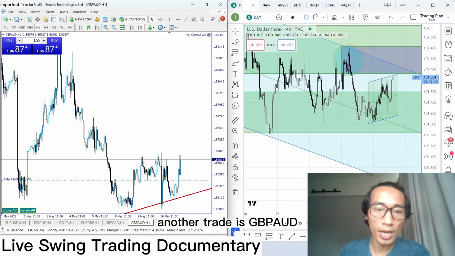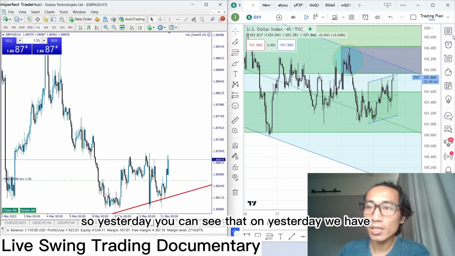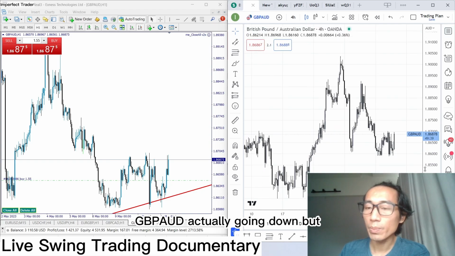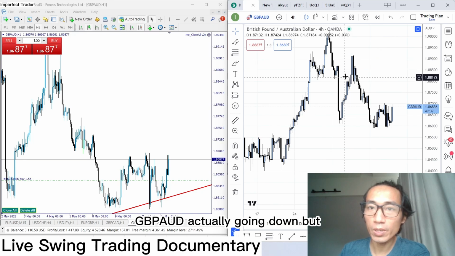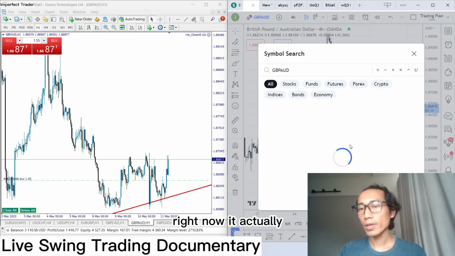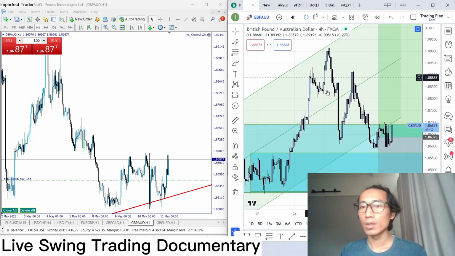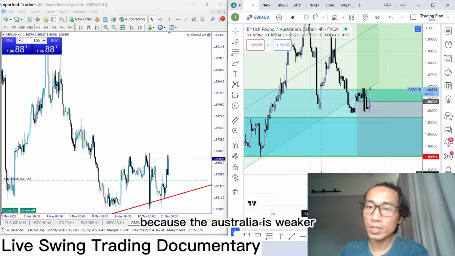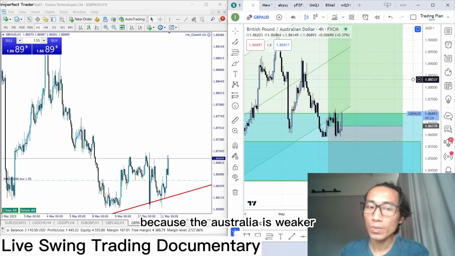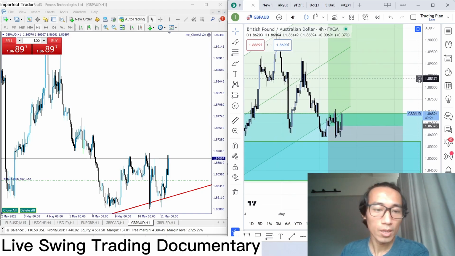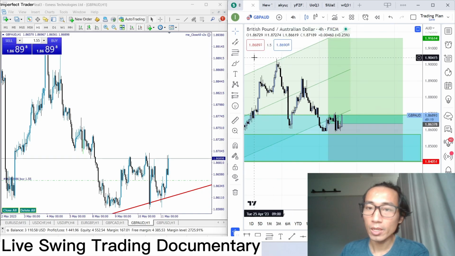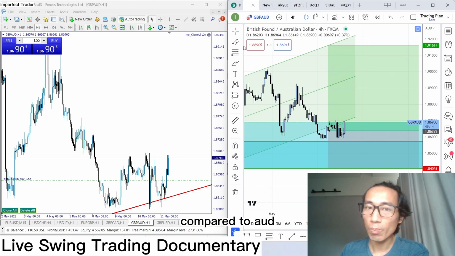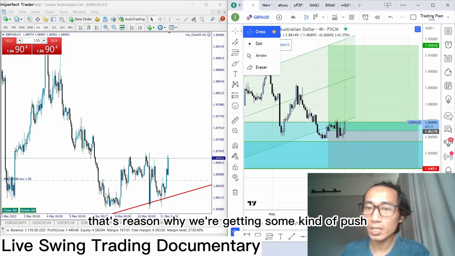Another trade is GBP AUD. So yesterday you can see that we had GBP AUD actually going down, but right now it's actually going up. The reason it's going up is because the Australian dollar is weaker, and yeah, we have a strong GBP still compared to AUD. That's the reason why we're getting some kind of push.